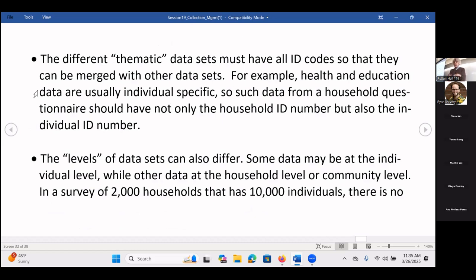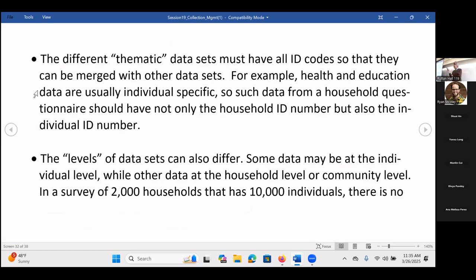Yeah, you want to make sure that all these separate data sets have ID codes, both a household ID code and a person ID code, so that you can merge them together. Yeah, the levels of the data sets can matter. If it's a household ID, there's just one observation per household.